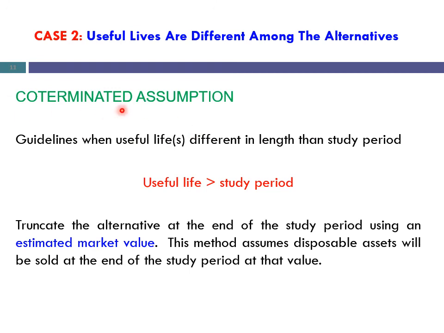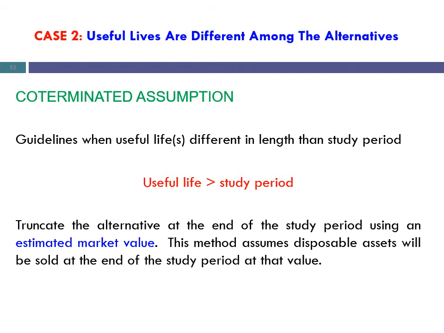So for the co-terminated assumption, we said that since the useful lives are different from the study periods, we need to adjust the cash flows. As the first case, we considered what happens if the useful lives of the projects are less than the study periods. For cost alternatives and investment alternatives, we talked about what we can do. But if the useful lives are greater than the study period, this is the second case. In this case, we truncate the alternative at the end of the study period using an estimated market value.